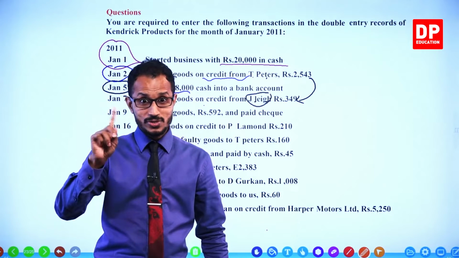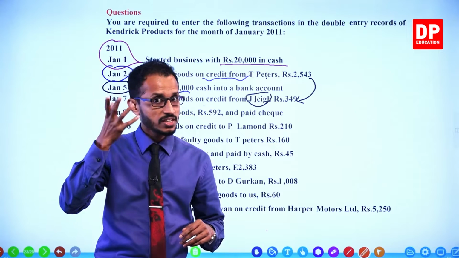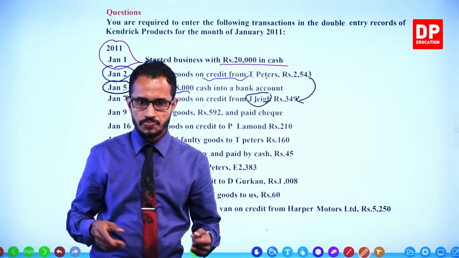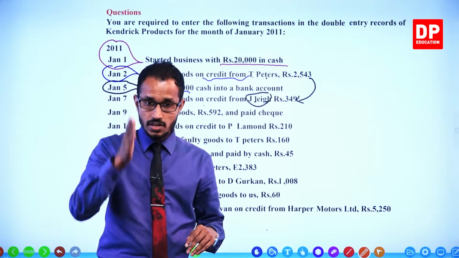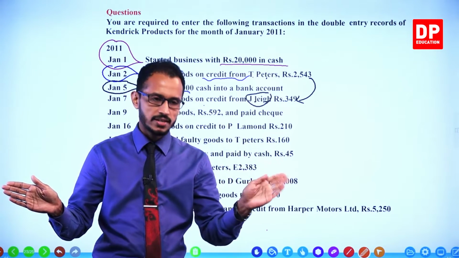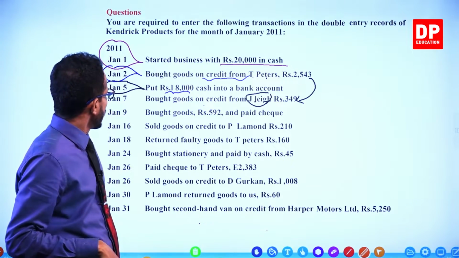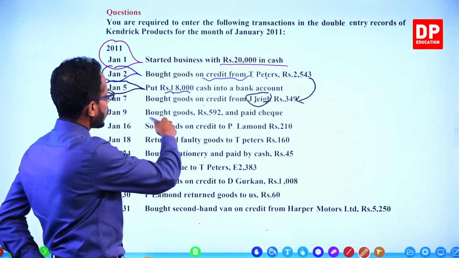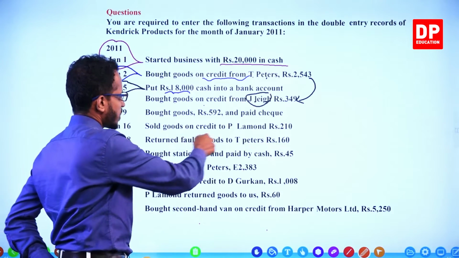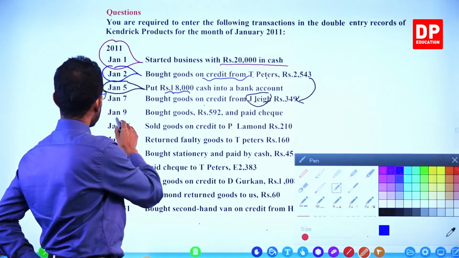No goods account again. Remember, these are the points that most of the time you get confused with. No goods account. Instead of the goods account, purchases account debited, creditors account credited. That's right. Next transaction we have bought goods 592 and paid by check. Sold goods. Let's take this one.